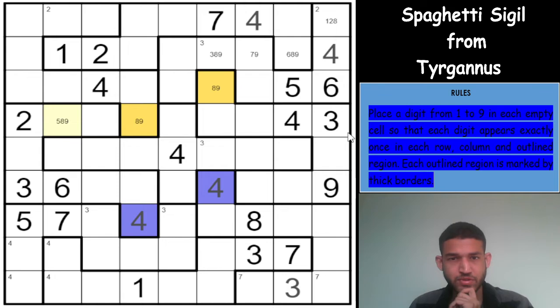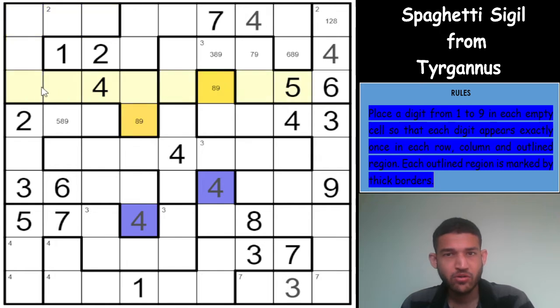This seems to be a tough one. Okay, where does the 5 go in this region? So 5 cannot be in row 3, 5 cannot be in column 1, so 5 goes in these two cells. And that eliminates 5 from all these cells, giving me a 5 here for this region. So I got the 5 here.